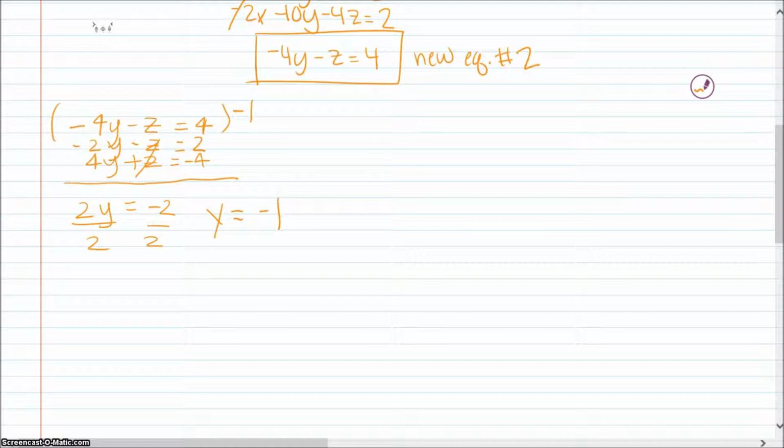So now we need to plug that back into one of these first equations. So we're going to go negative 2 times negative 1 minus z equals 2. So we get 2 minus z equals 2. So we're going to subtract 2, and then we get z equals 0.